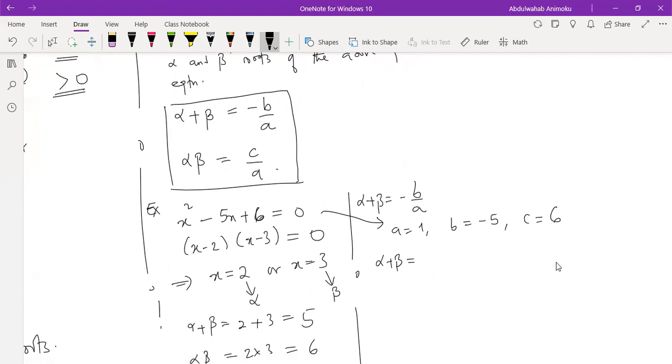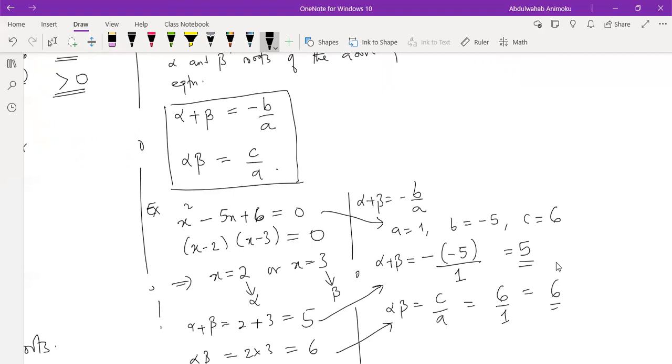Without actually solving the quadratic equation, you can know what the sum of the roots is, right? So how do you know? Alpha plus beta is minus b. What is b? Minus 5. All over a, which is 1. So this will give us minus times minus, that will be 5, which is exactly what we got here. Then alpha times beta is c over a. What is c? c is 6 over 1, which is 6, which is what we also got here. This is basically what the formula is saying, and it is true for any quadratic equation.